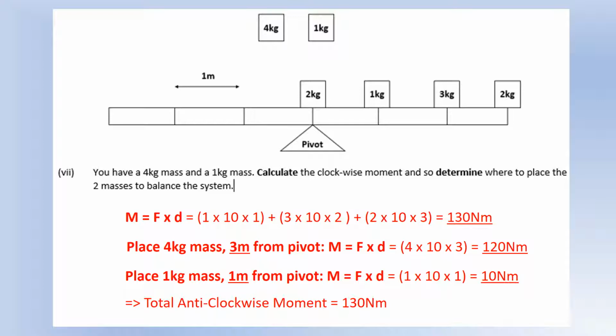Therefore, we can put the 1 kilogram mass 1 meter from the pivot to give us the remaining 10, giving us a total anti-clockwise moment of 130 Newton meters. This, I think, is the simplest solution to this problem. There are probably other solutions which give you horrible distances, but this is the simplest one.